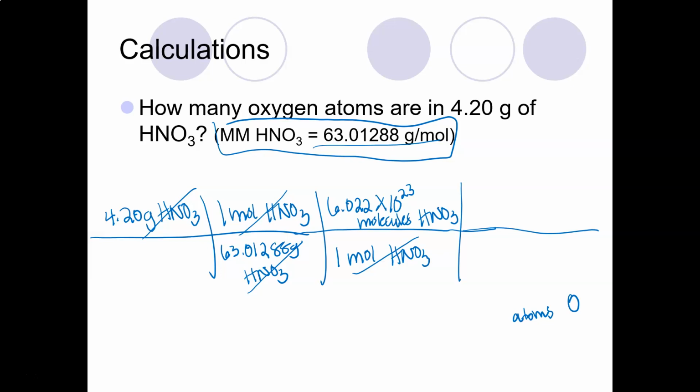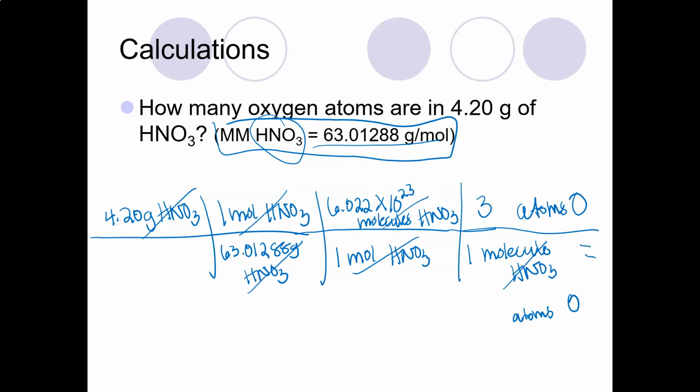So our last step here is going to compare, well, okay, let's compare 1 molecule of HNO3 to atoms of oxygen inside of HNO3. So look at HNO3. How many oxygens are in 1 molecule? So just look at this. Well, I see 3. So that's that last step.